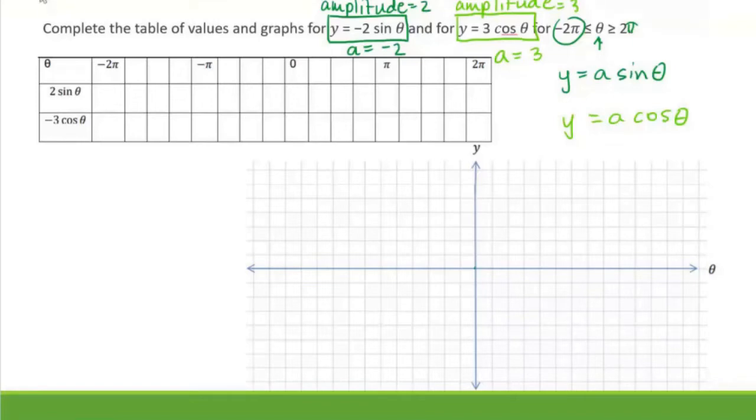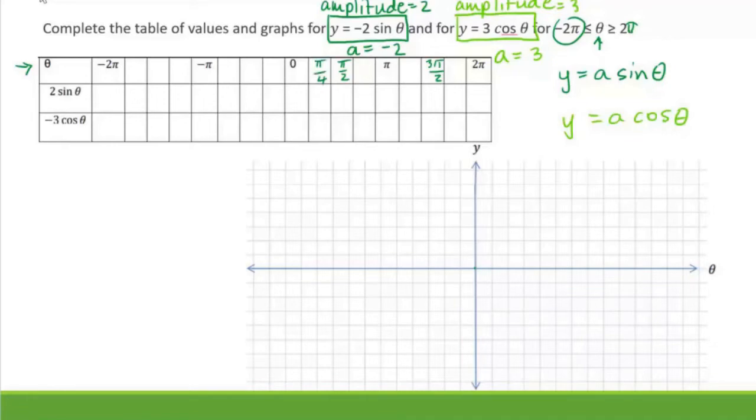So let's start with the table, having a look at the values of the angles. We've already looked at 0 to 2 pi. From 0 to pi, halfway through, we're at pi over 2. And if we break up pi to 2 pi in half, halfway through is 3 pi over 2. Half the distance between 0 and pi over 2 is pi over 4.